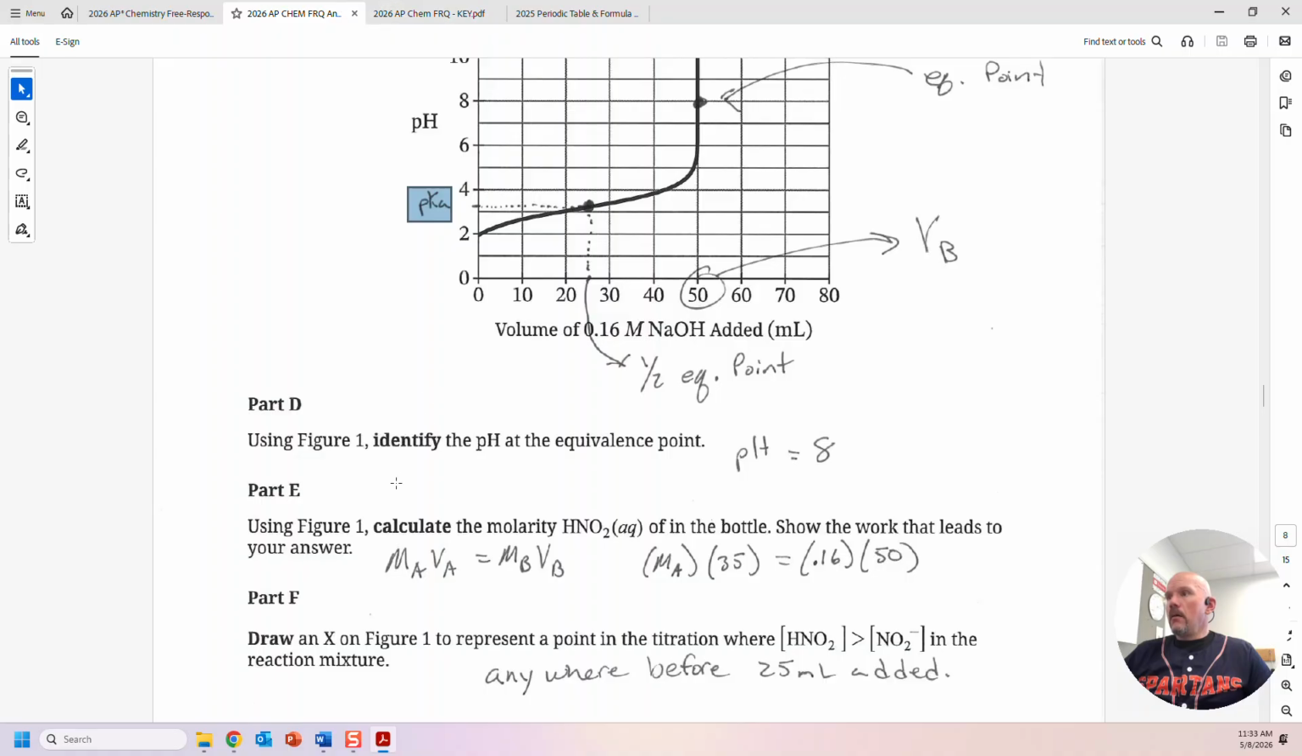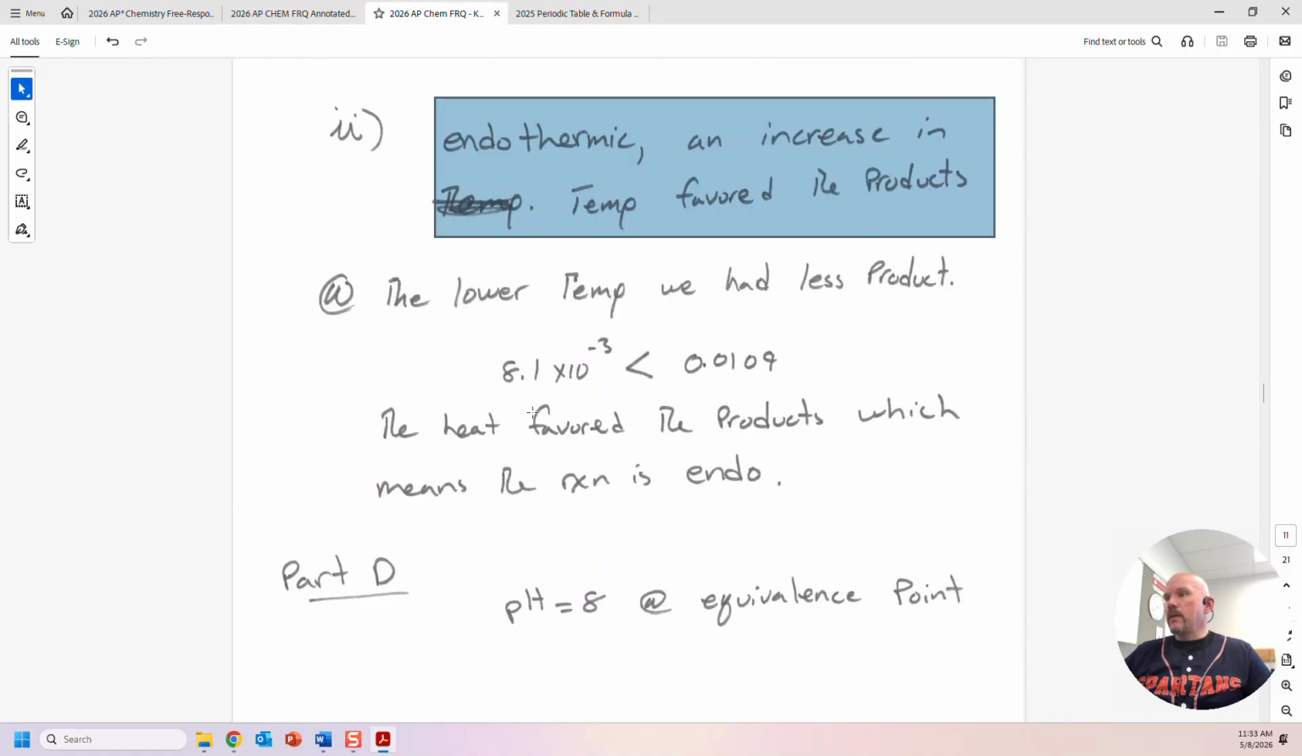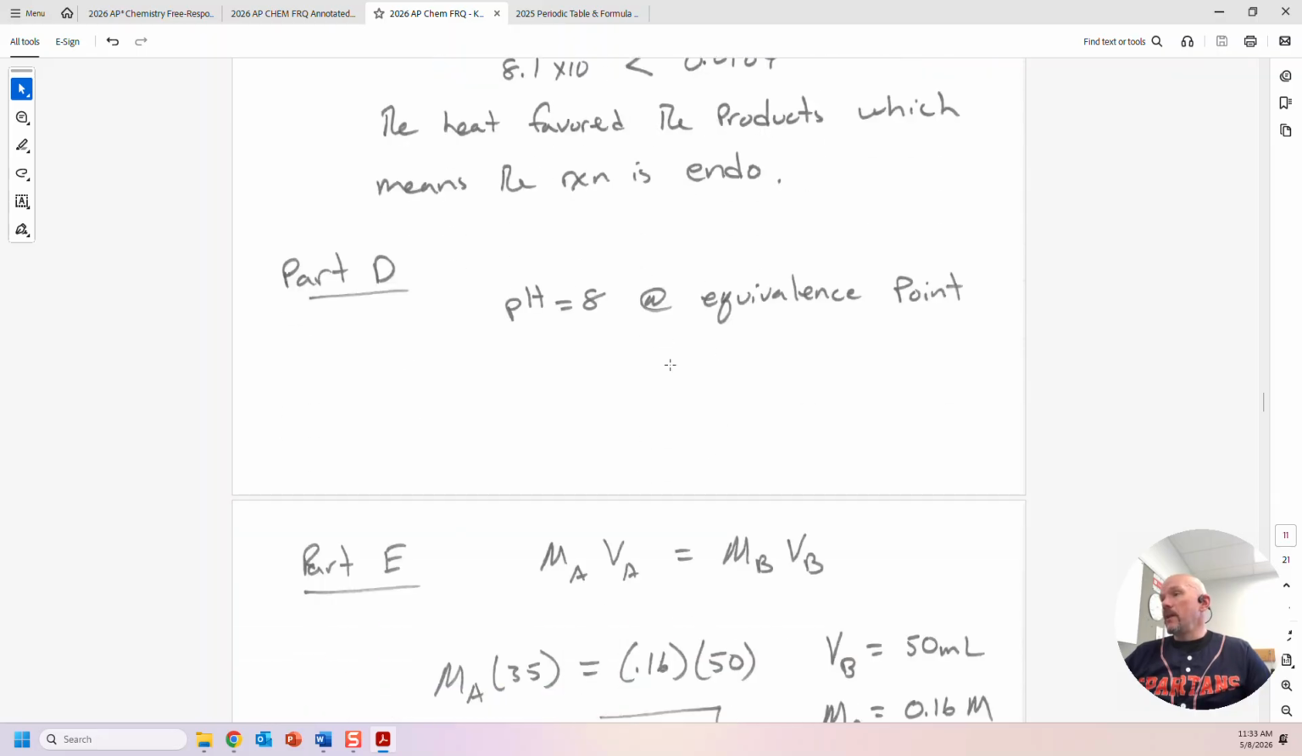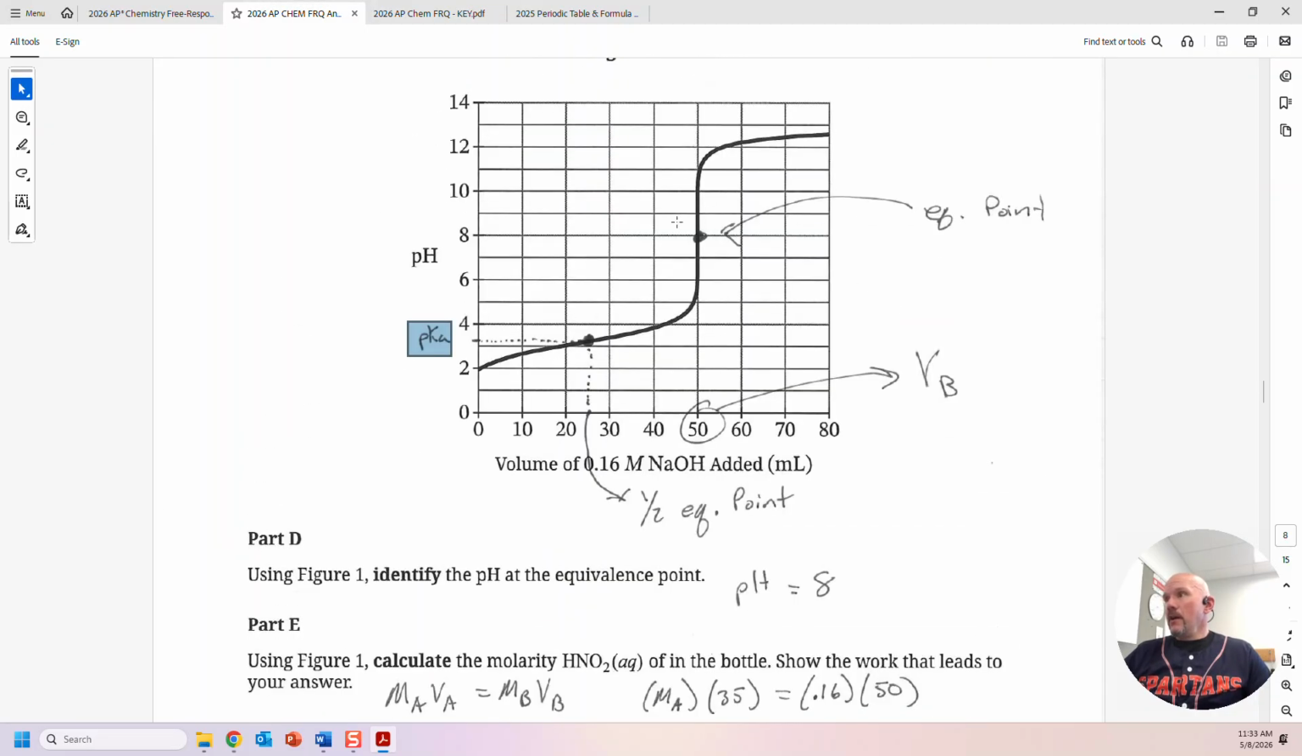So part D was just say what the pH is at the equivalence point. So you got to know which point is the equivalence point. If we go to the chart, the point of inflection, and it's 8, right? So pH of 8.